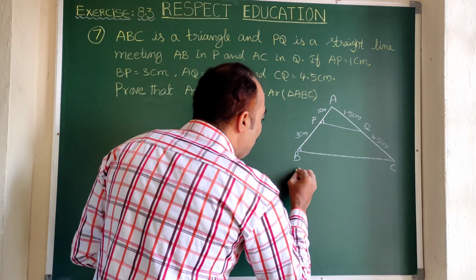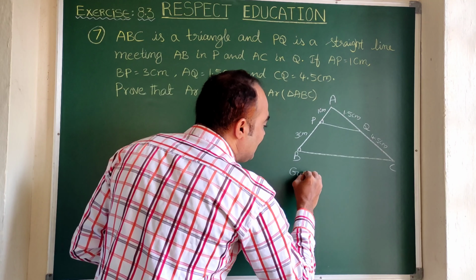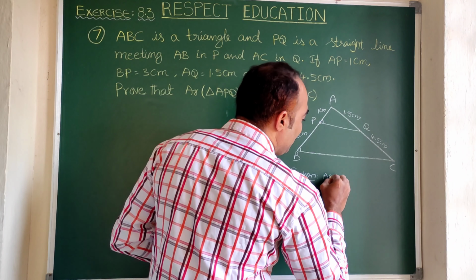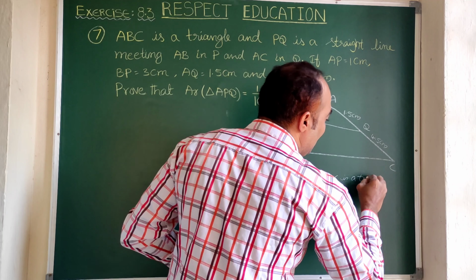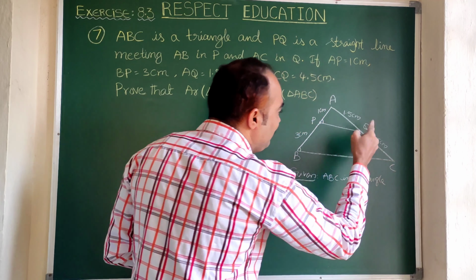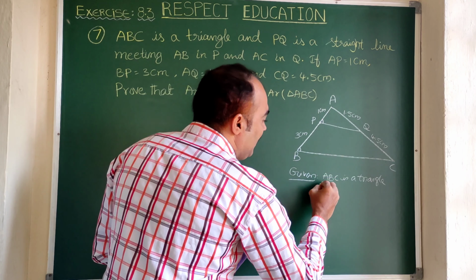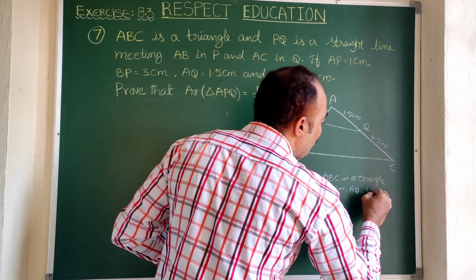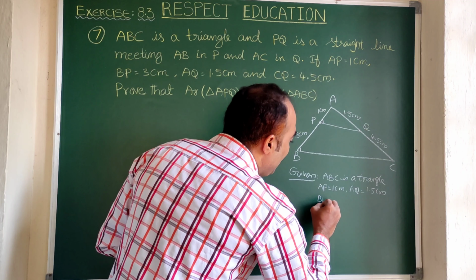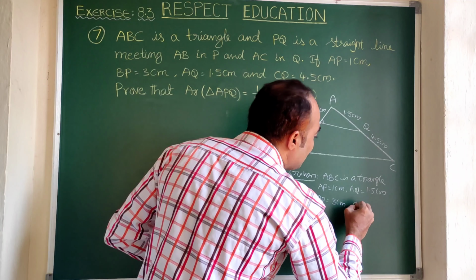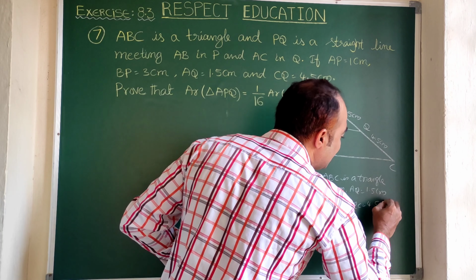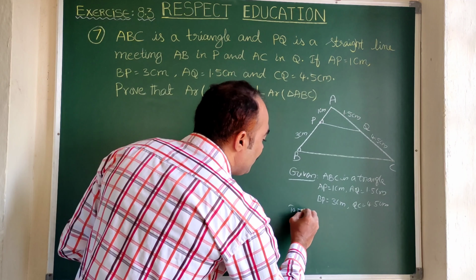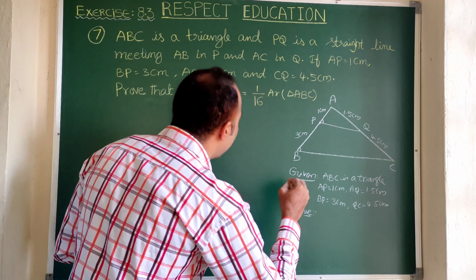Before that, let us write the given data. Given ABC is a triangle, and in which PQ is a line. AP is equal to 1 centimeter, AQ is equal to 1.5 centimeter, BP is equal to 3 centimeter and QC is equal to 4.5 centimeter. Right. Now to prove, what is to be proved here?